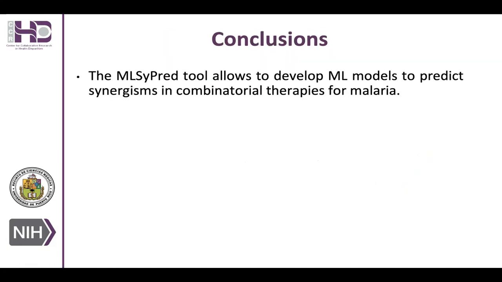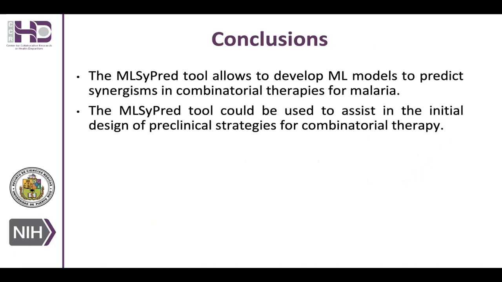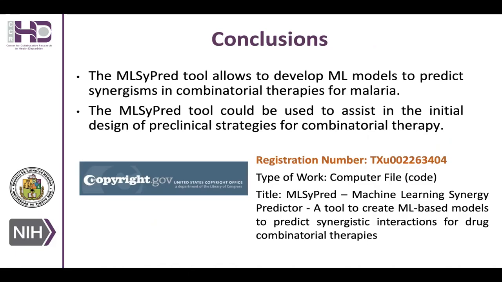Through this research, we can conclude that the machine learning synergy predictor tool allows to develop machine learning models to predict synergism in combinatorial therapies for malaria. This tool could be used to assist in the initial design of preclinical strategies for combinatorial therapy. The computer code of the synergy predictor tool was registered for copyright, and the code will be available for free.